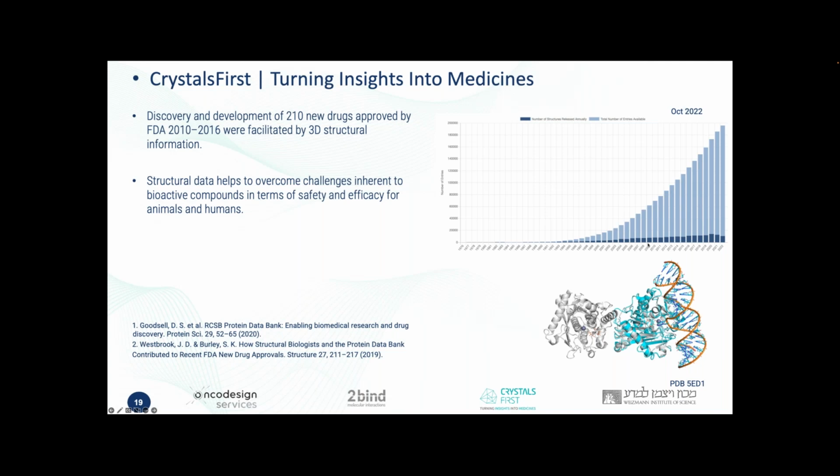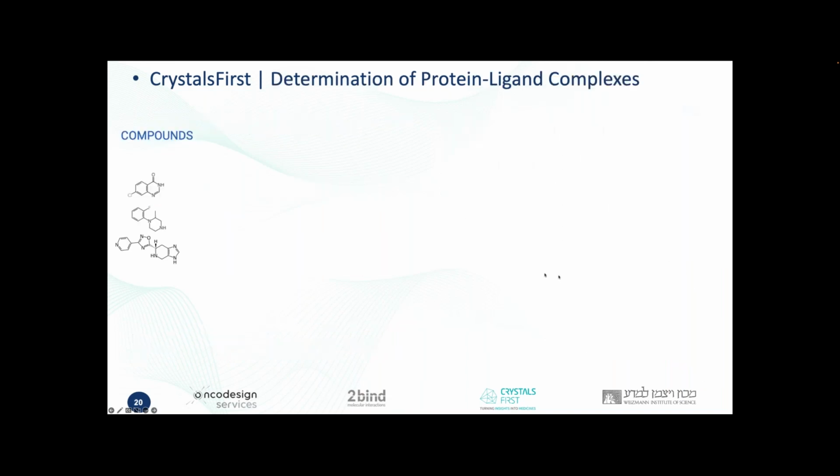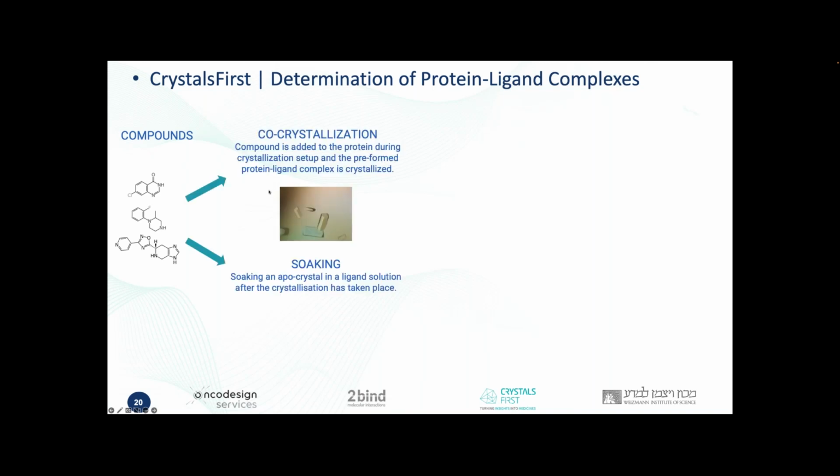So as a reminder, there is a clear correlation between the release of structural biology on the PDB and the number of drugs that have been developed. But how do we get to the structural data? Assuming we have a fragment and would like to determine co-structures, there are two ways, and the word co-structure kind of implies that there's only one way to do that. It's co-crystallization, where the protein is incubated with a ligand and then crystallized. But there's also another approach called soaking, where the protein is crystallized in an apo state and then the crystals are soaked with ligand solutions. And this is what we are specialized in.